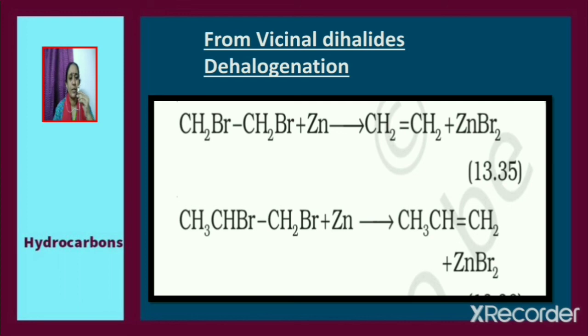ZnBr2. CH2BrCH2Br is a vicinal dihalide. It is because the two halogen atoms are attached to adjacent carbon atoms. So alkenes can also be prepared from vicinal dihalides by dehalogenation.